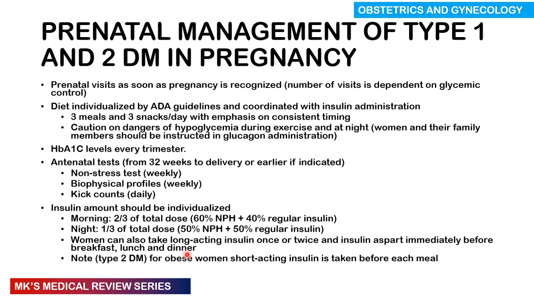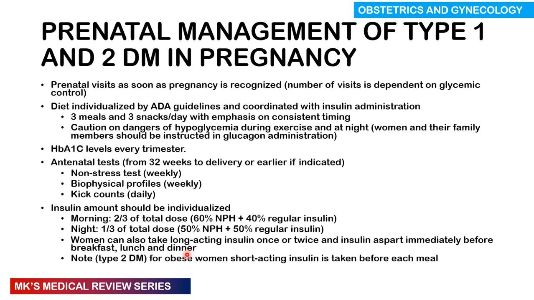According to the American Diabetic Association guidelines, we should put them on an individualized diet in coordination with insulin administration. A good rule of thumb is 3 meals and 3 snacks per day, and the emphasis here is eating at a consistent time. You should also educate these patients on the caution of hypoglycemia, especially during exercise and at night with those that are type 2 diabetic patients. And we should also teach their family on how to administer glucagon.